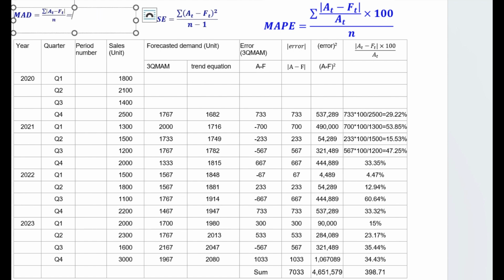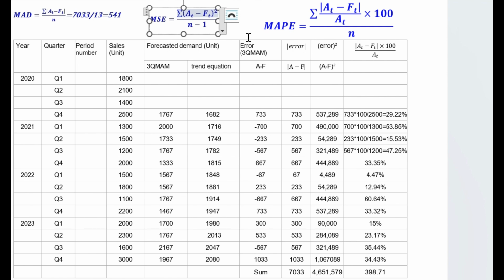So it is equal to the summation of the absolute value of the error, which is 7033, divided by n, which is the number of given data. The number of given data is 1, 2, 3, 4, 5, 6, 7, 8, 9, 10, 11, 12, 13. So n equals 13. And this is equal 541.